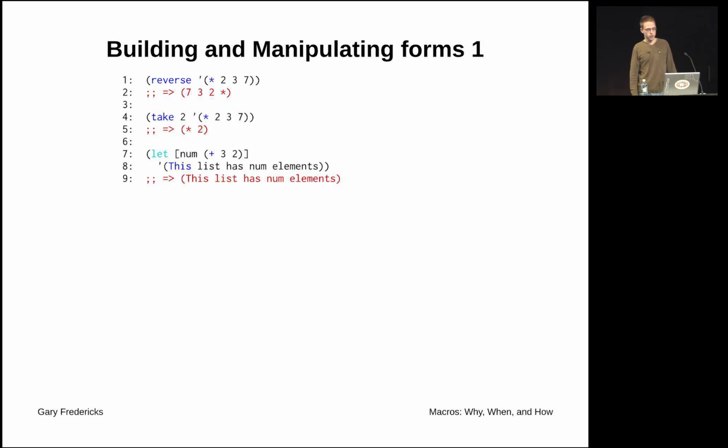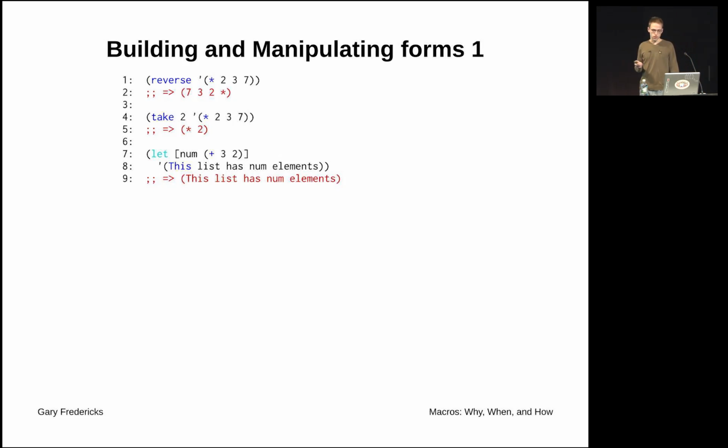Because code is data, we can build and manipulate code like data. So we can use our familiar functions. We can take a form and reverse it to get something that's not actually valid code, but we can still do it. You can take the first 2 items in a list, that sort of thing. If you want to take a value at runtime and stick it into a form, what we're doing on line 7 is not going to work, and it shouldn't because there's no way for Clojure to know that the word num is different from the other things in the list.